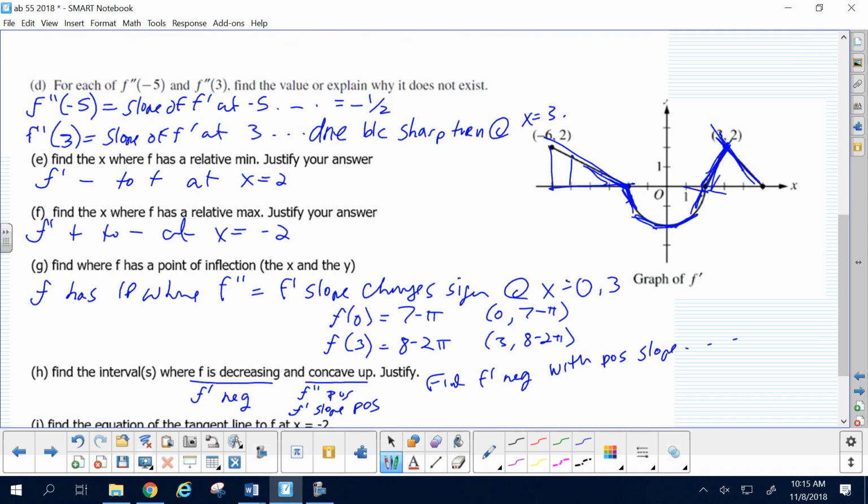Negative with positive slope is down here and here. So 0 to 3.